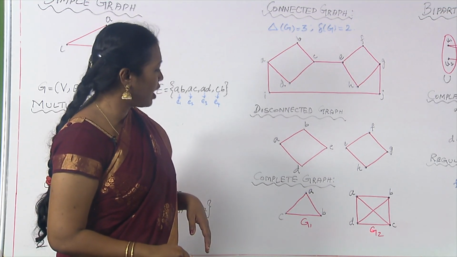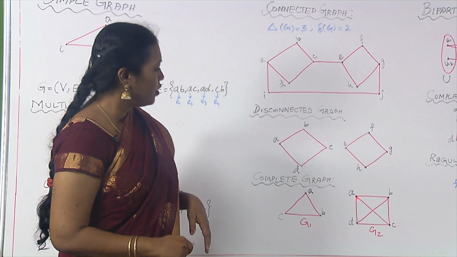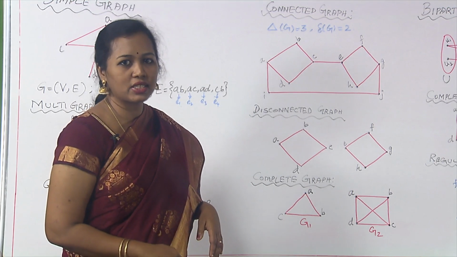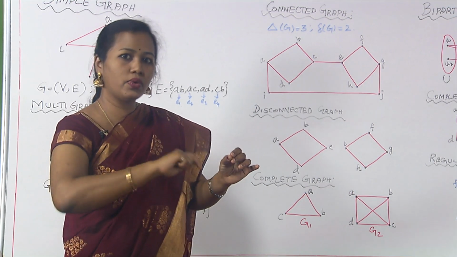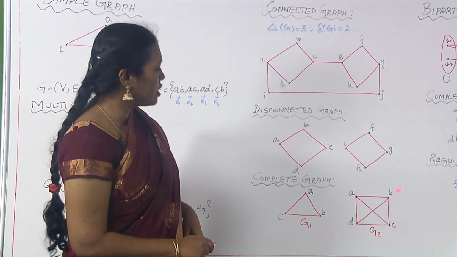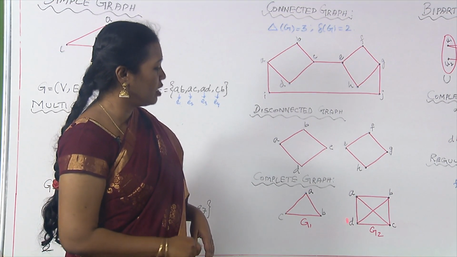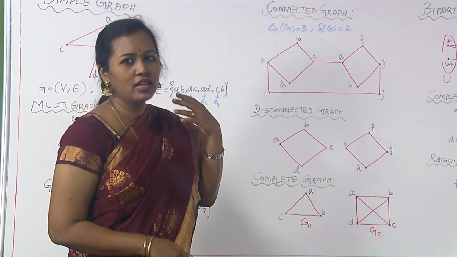And in G2, can you see there are 4 vertices? You can see that A is connected to B, A is connected to C and A is connected to D as well. So, every vertex is connected to every other vertex, and likewise for B, B is connected to A, B is connected to C and B is connected to D. So, this is how you construct a complete graph.